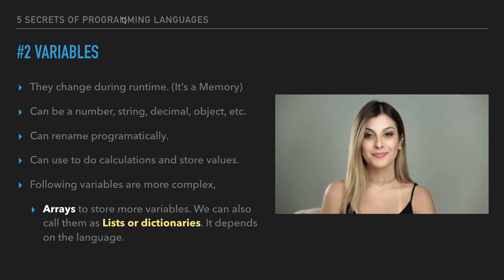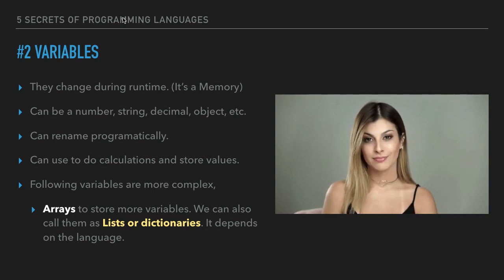So we can rename variables while we are running the program. That's why I say variables are changing in runtime, but constants are not changing. Also we can use these variables to do calculation, and also we can store some values inside these variables. They are kind of addresses in a memory, random access memory. Somehow these variables can have a complex structure.